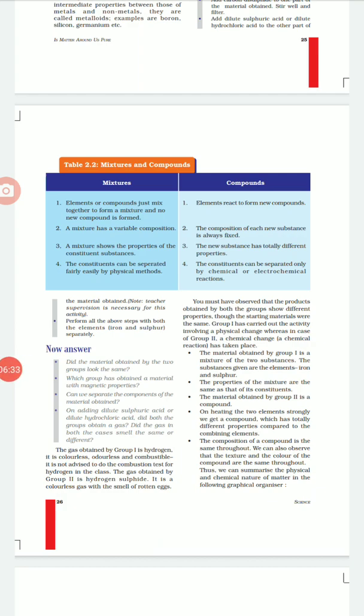Next, a mixture has variable composition, so the composition may vary. Let me give you a very easy example: bhel, that we eat. If you go to 2 or 3 different shops, will you taste the bhel in the same way? You will find the ingredients more or less similar, but not the same.